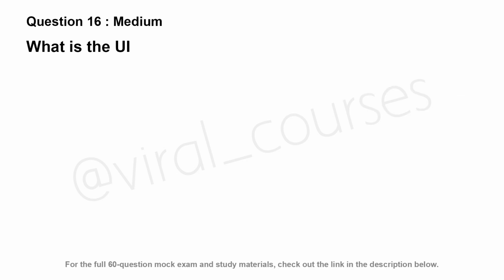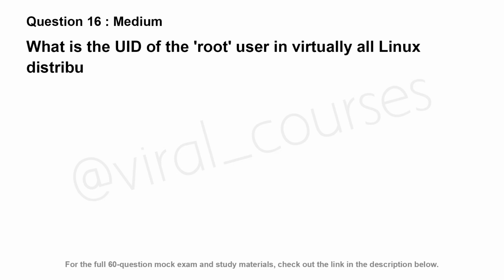What is the UID of the root user in virtually all Linux distributions? Option A, 1. Option B, 0. Option C, 1000. Option D, 500.